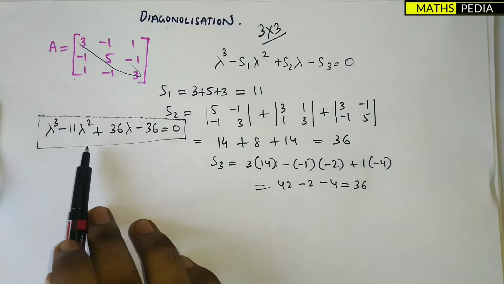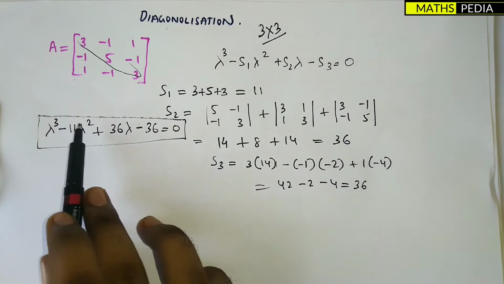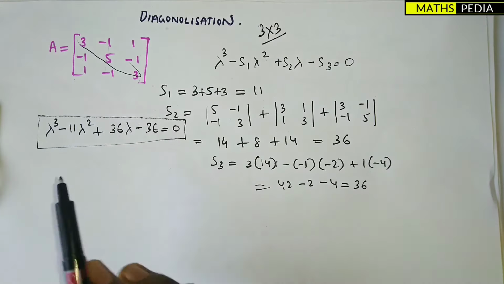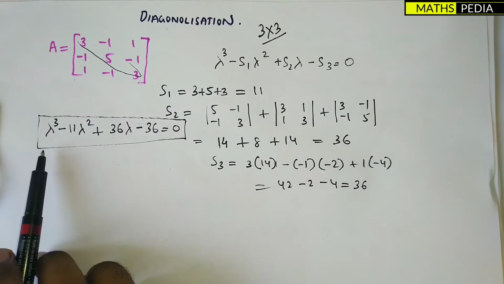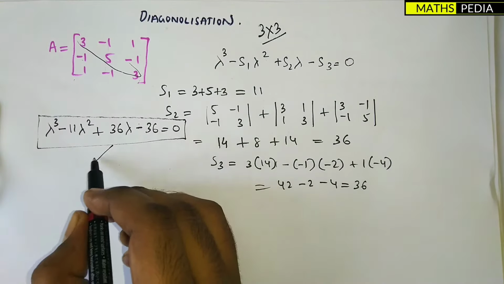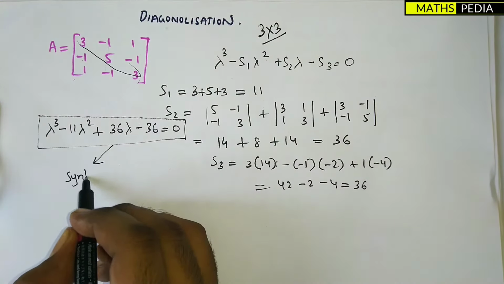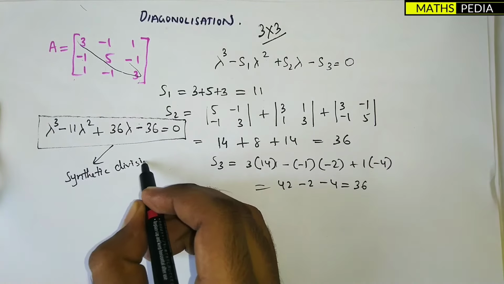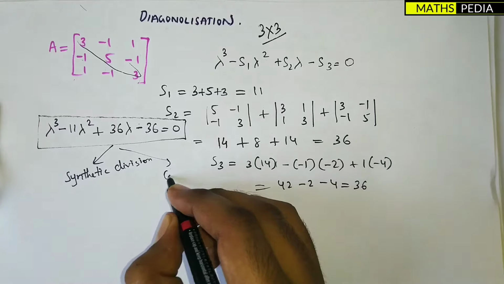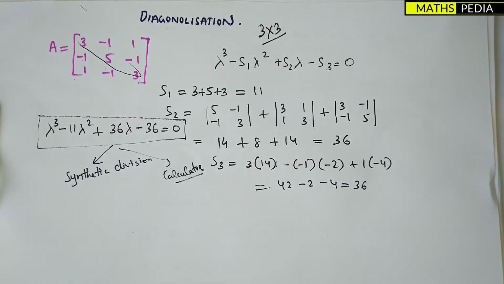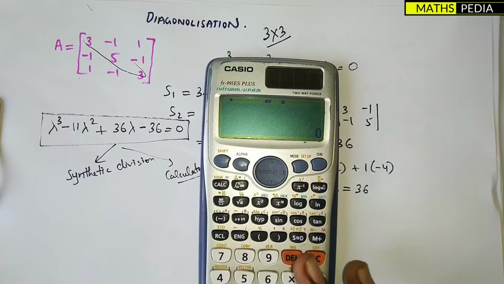How to proceed? If it was a quadratic equation, you could go by splitting the middle term, many methods are there, but this is a cubic equation. We have two methods, so I'll show you both. One is synthetic division, and one more is the calculator. If you have a calculator, you can do it by that also. So first we'll choose the calculator.